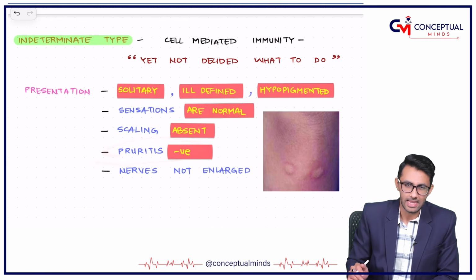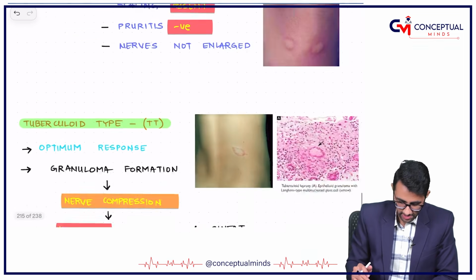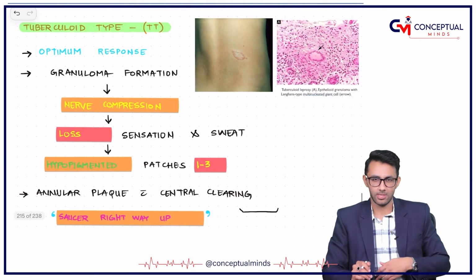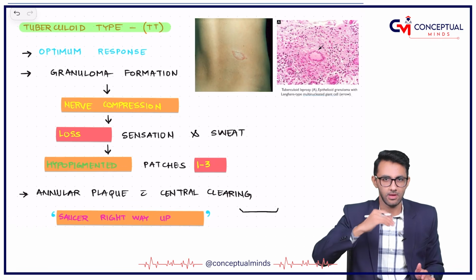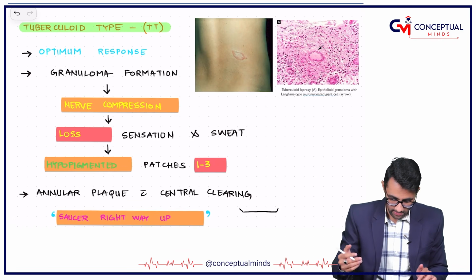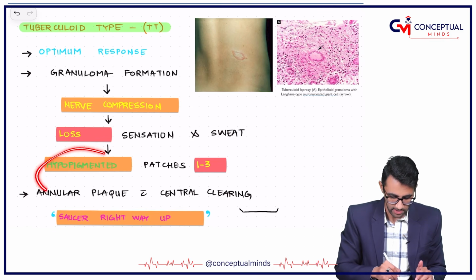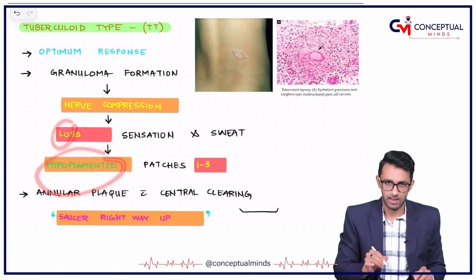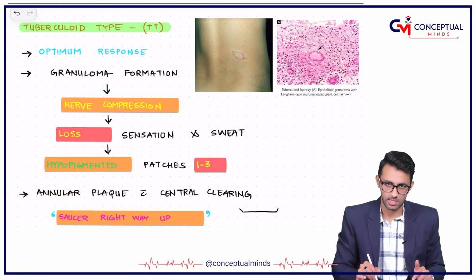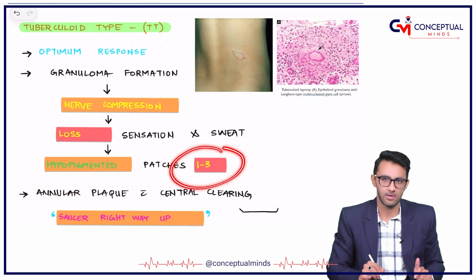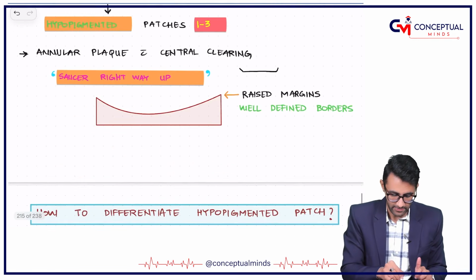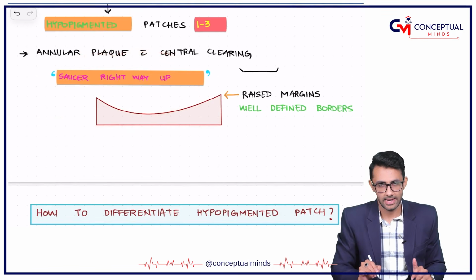Tell me about the scaling. Scaling is seen in what? Peripheral scaling, central clustering is seen in what? You think about it. We go to the next one, that is the tuberculoid type. I'll go through it very quickly, not in much detail. There is nerve compression, that is the reason hypopigmented patches will be seen, and there will be loss of sensation. TT is how many patches? 1 to 3 patches.